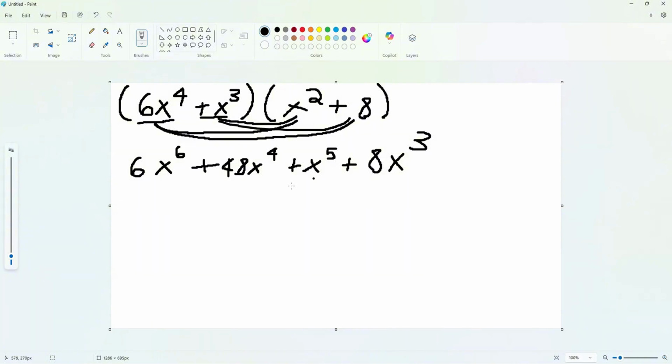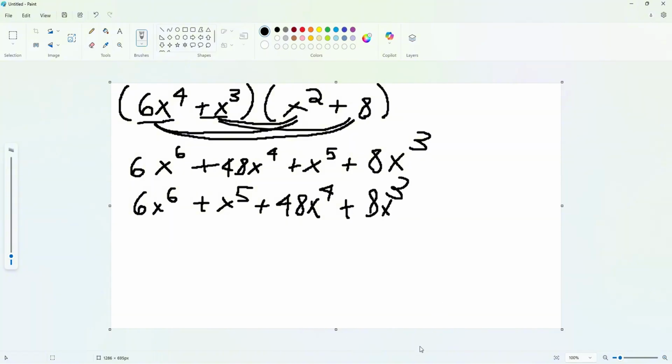Now this won't be our final answer, as we have to arrange it from greatest to least. So 6x to the 6th plus x to the 5th plus 48x to the 4th, and then plus 8x to the 3rd.